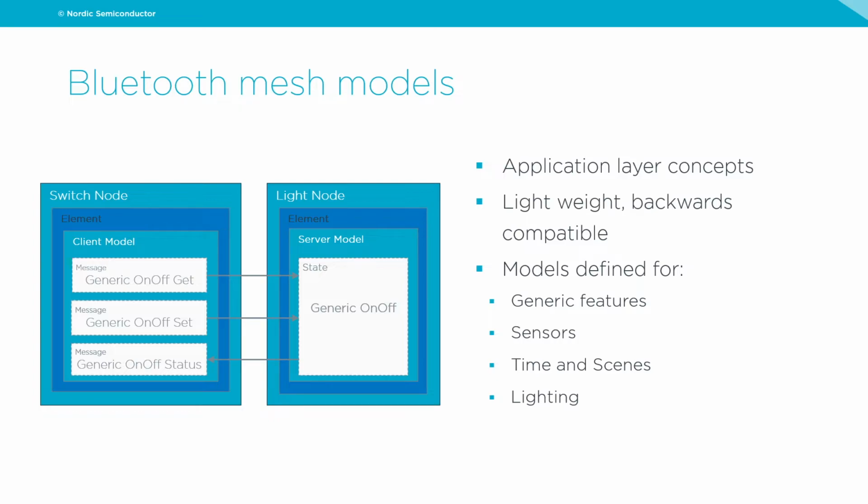The counterpart is the client model. The client model defines messages. There's a get message to get the status of the state of the server model, and there's a set message to control it, so you can set it on or off. In both cases, the server model will return a status message to indicate what the current status is.